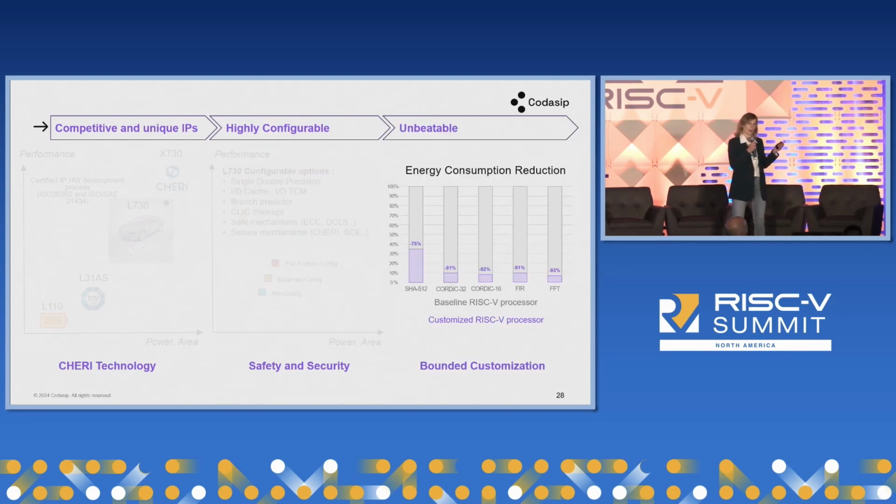Our processors are already superior to most alternatives, but they can be even better if you add your own custom instruction, what we like to call your secret sauce. Here you can see an example of energy saving achieved by deploying to our baseline IP processor a few common custom instructions, such as CORDIC, FIR, and FFT.